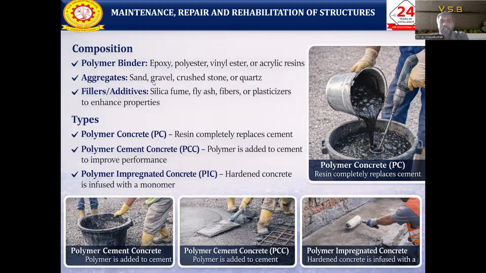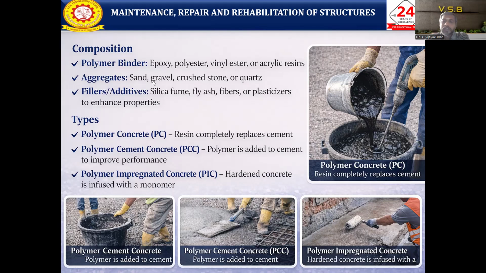Now the composition of polymer concrete. We can use different types of binder: epoxy, polystyrene, vinyl ester, and acrylic resin. These are the common binders used for polymer concrete. For the aggregate, we can use sand, gravel, crushed stone, or quartz. Apart from that, there are filler additives such as silica fume, fly ash, and plasticizer. When you want additional properties to enhance strength, you can go for different additives.